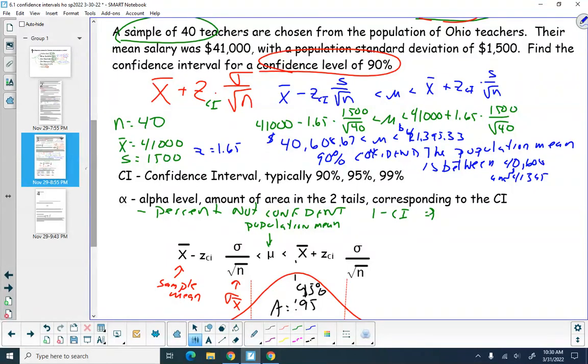If you go into a college class, some college professors will ask you to be more specific. We're 90% confident the population mean of the salaries of teachers in the state of Ohio is between this value and this value. But I will ask you to write a statement at the very end. I'm okay with 90% confidence the population mean is between this value and this value.